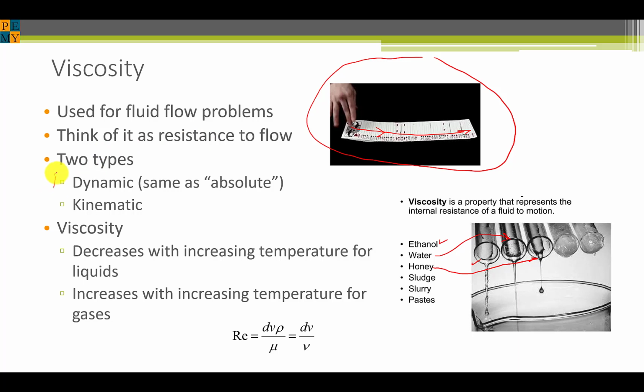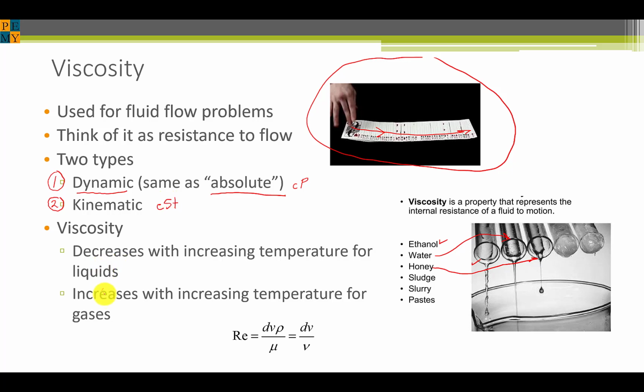The first is dynamic viscosity. This is typically measured in centipoise. We'll talk about those units later. You have to be careful that when you hear the word absolute, that's the same as dynamic. And then there is kinematic viscosity. That's very common also, and it is measured in stokes. There are many other kinds of viscosity units such as SSU, and many I'm not familiar with, but these are the two main groups of units.